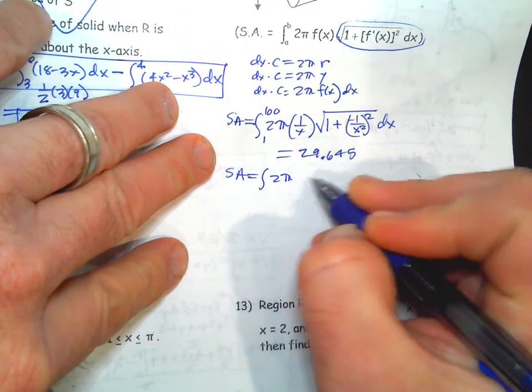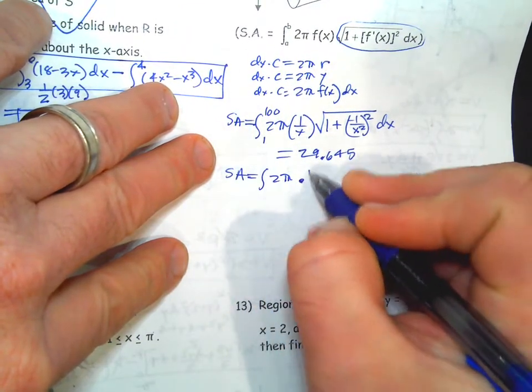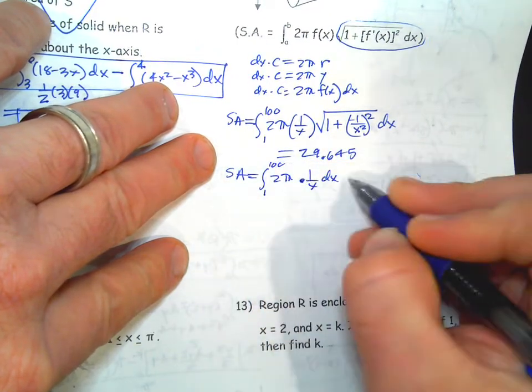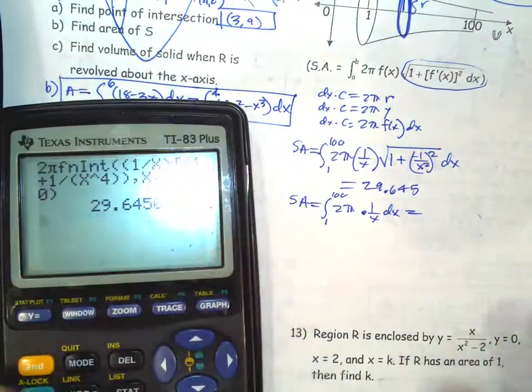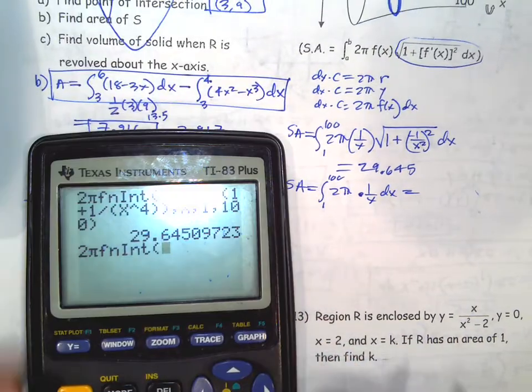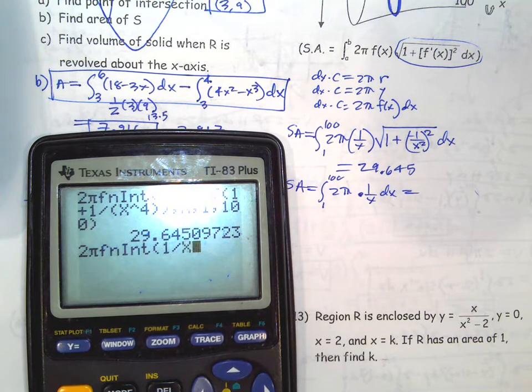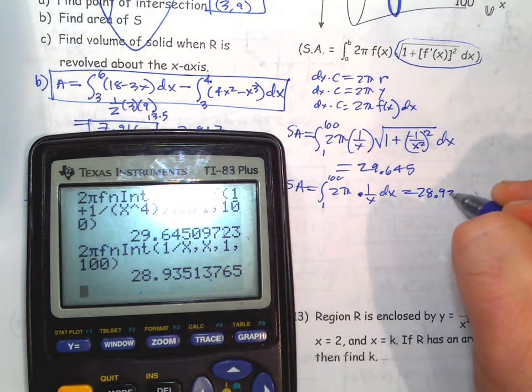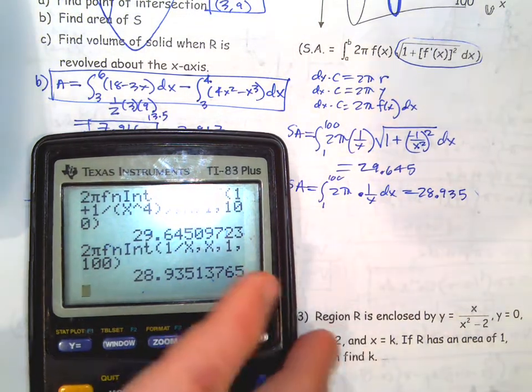Now the other way I was thinking was just to do 2 pi the function 1 over x dx. Let's see if that makes a difference. So 2 pi math 9, 1 over x, comma 1, comma 100. Does this make a difference? A little bit, 28.935. So I guess that makes a little bit of a difference. I mean, it's pretty close.